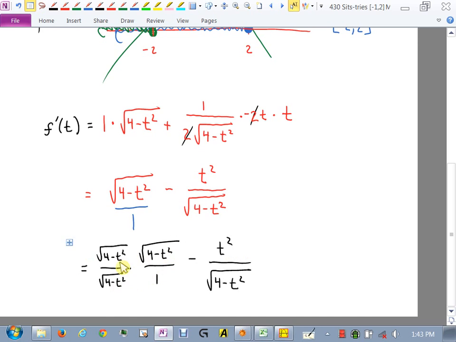So when I do this, here's what I introduced. There was my 1. And so when I multiply a root times a root, same radicand, the roots go away, it's just 4 minus t squared, right? So I have the 4 minus t squared over the square root of 4 minus t squared minus t squared.